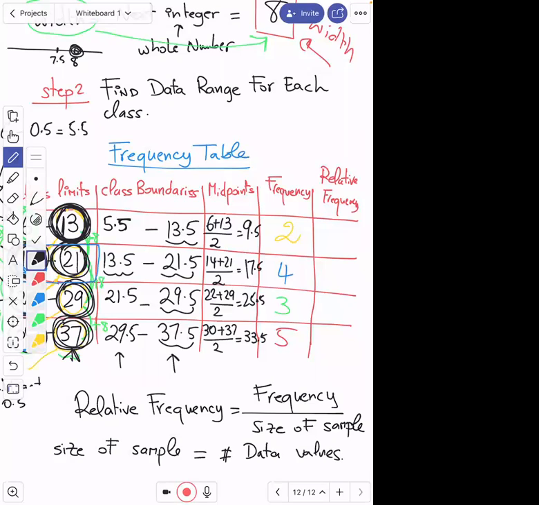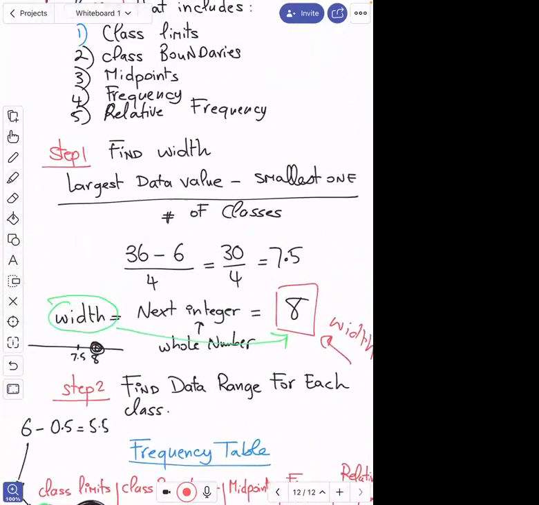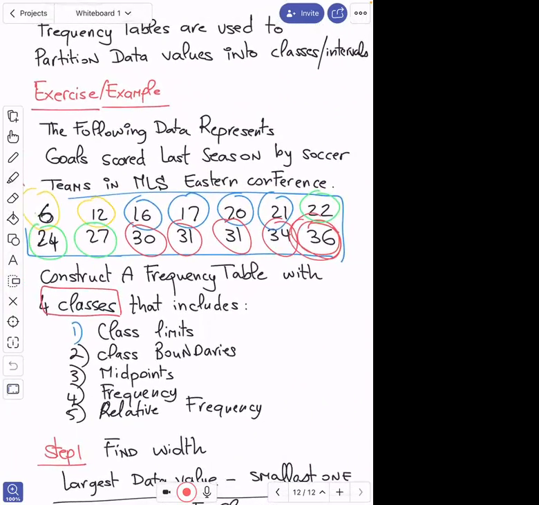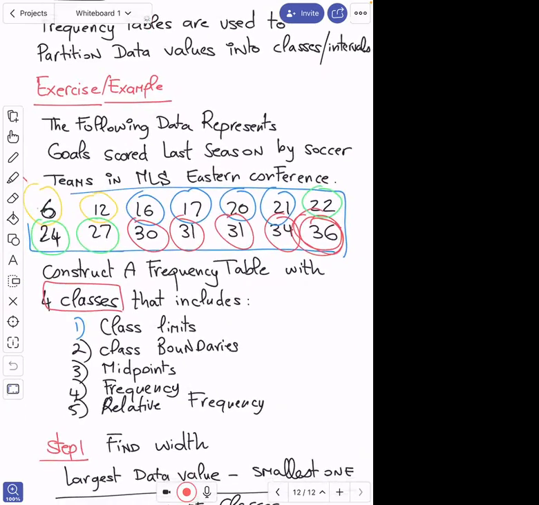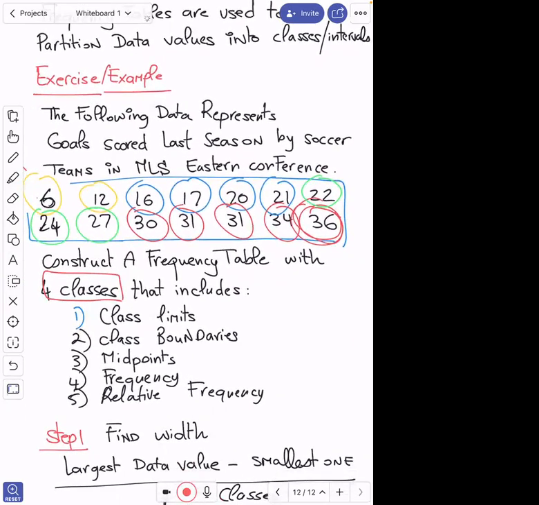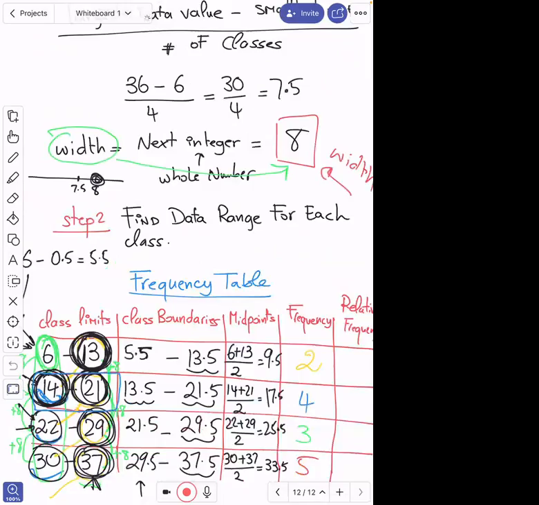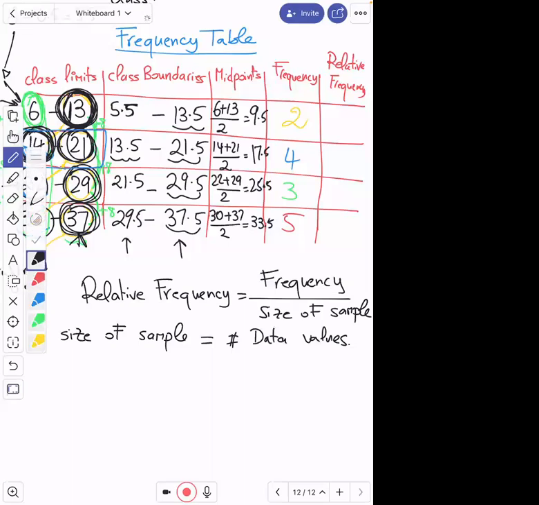Let's see. Well, in our example here, how many numbers do we have? Well, it's 14, because we have 14 teams in the MLS history conference. We have 14 numbers, so the size of the sample is 14, right? So in our example, we have 14 numbers or data values.